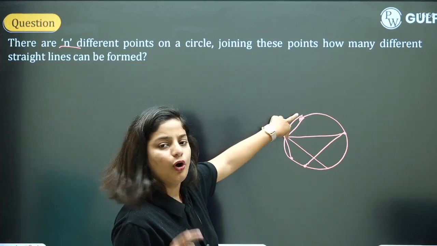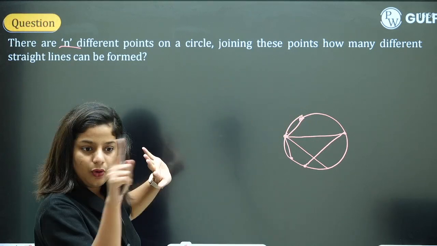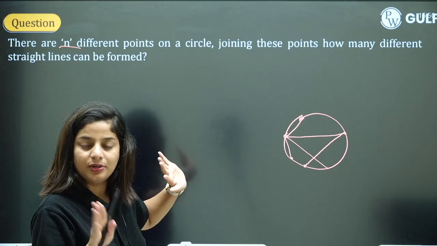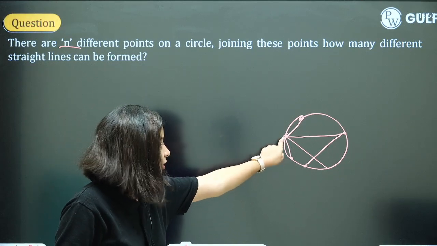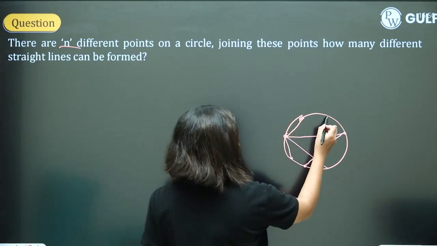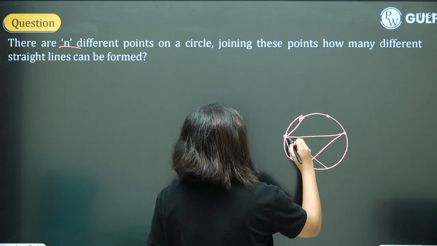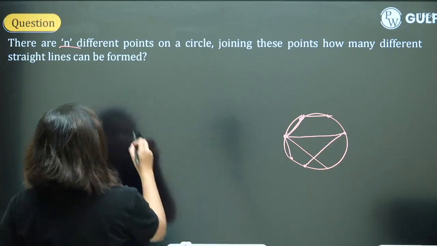So for forming straight lines, you want 2 points. On a circle, 2 points will form a straight line. Can 3 points form a straight line on a circle? If you join these, will it form a straight line? Like let's say this is another point. Will it on joining form a straight line? No. So for forming a straight line, I need 2 points.